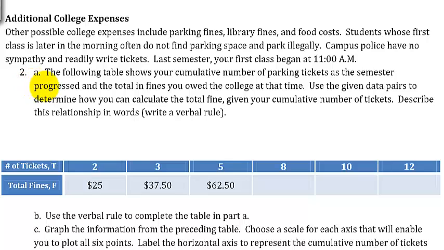And so problem number 2A: the following table shows your cumulative number of parking tickets as the semester progressed and the total in fines you owed the college at that time. Use the given data pairs to determine how you can calculate the total fine given your cumulative number of tickets. Describe the relationship in words and write a verbal rule.